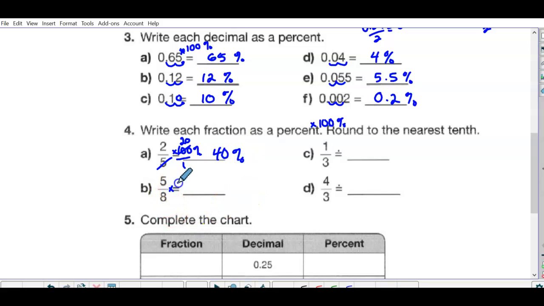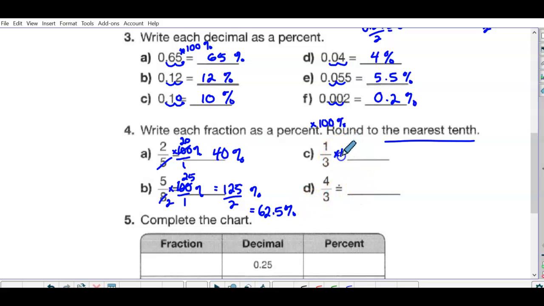Then here times 100 over 1%. 4 goes into 8 twice, into this 25. You get 125 over 2. Okay, but it says round to the nearest tenth. So that's going to be 62.5%.